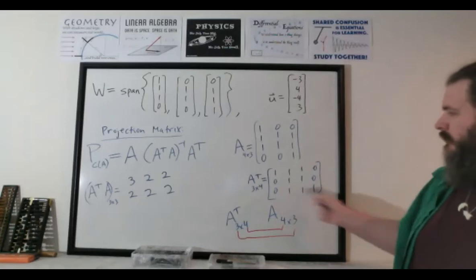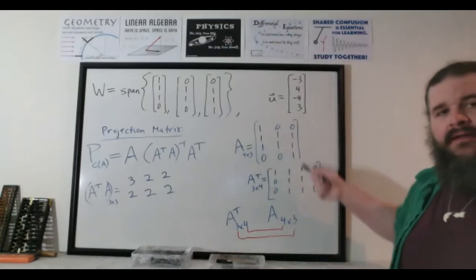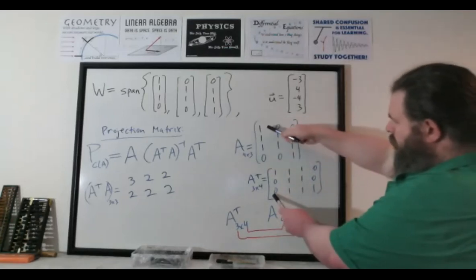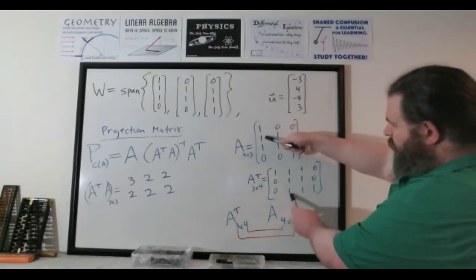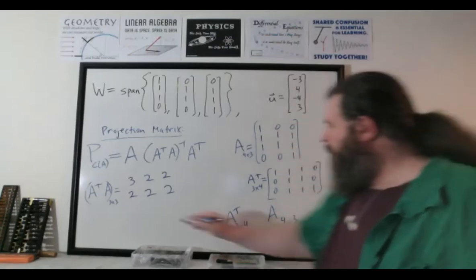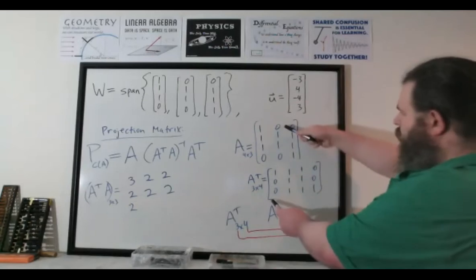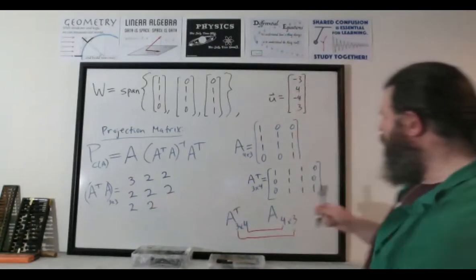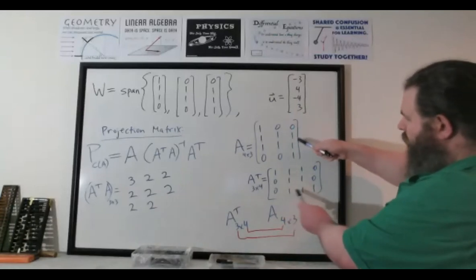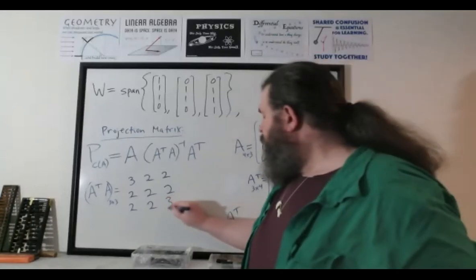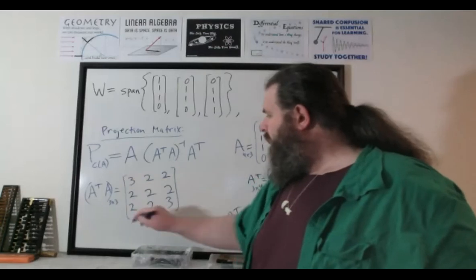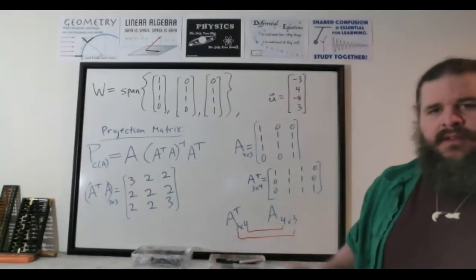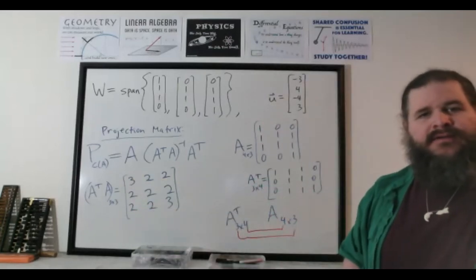And likewise, the third row of A transpose with every column of A. So third row, first column, 0 plus 1 plus 1 plus 0. Second column, 0, 1, 1, 0. And third row, third column, 0 plus 1 plus 1 plus 1. So that is A transpose A. Any questions on that calculation so far?